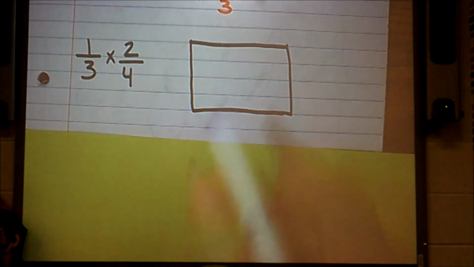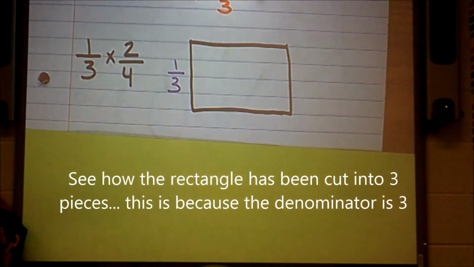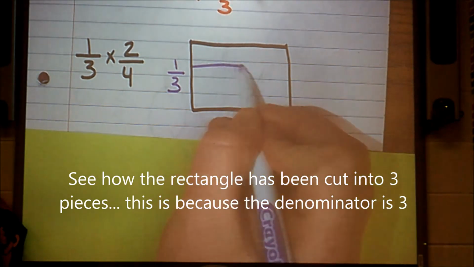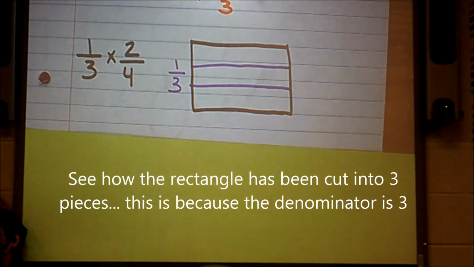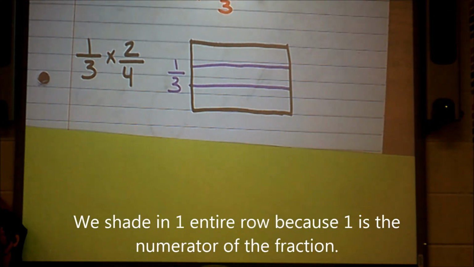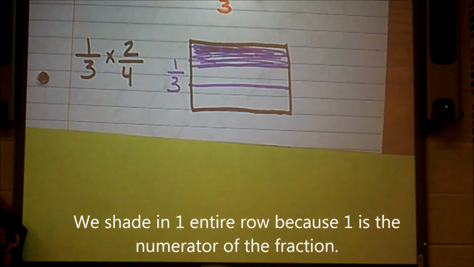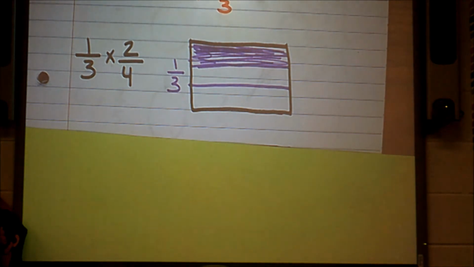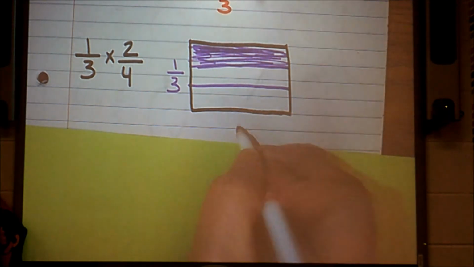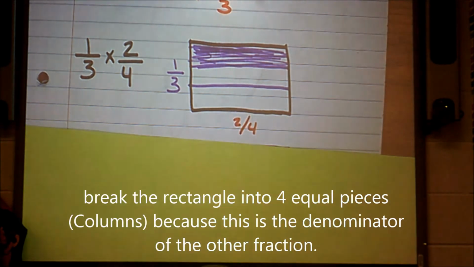I'm going to do 1/3 here. So I'm going to go across this way and cut my rectangle into thirds. And I'm going to color in one of them. Now going in the perpendicular, the opposite direction, I'm going to cut it into fourths. I'm going to represent my 2/4. So I'm going to cut it into fourths.